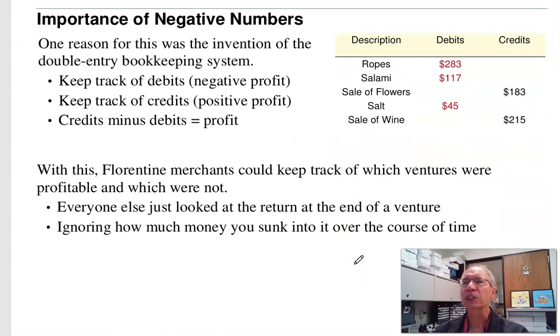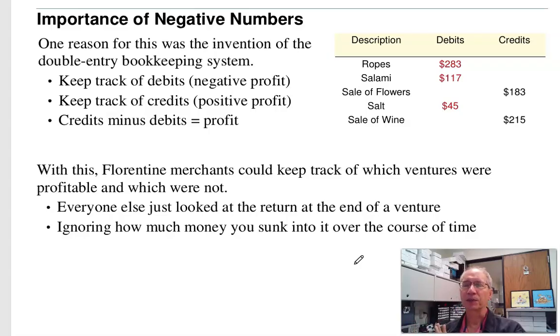What the other empires were doing is when you send a ship out to sea, you ignore how much money you put into the venture, and when the ship comes back, you just get all excited about how much money you got when the ship came in, ignoring how much it cost to actually send the ship out. What Florence did is they invented the double-entry bookkeeping system where you keep track of debits, how much it cost to send the ship out, credits, how much you got back when the ship came in, and the difference was your profit.